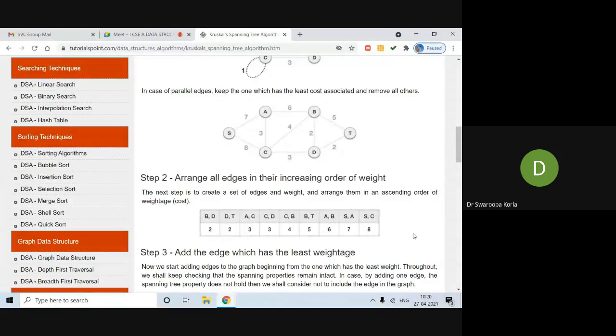Please answer me, is it clear up to step 2? Some of you tell me, is it okay? Are you following? Yes? Clear, ma'am. Yeah. Yes, good.